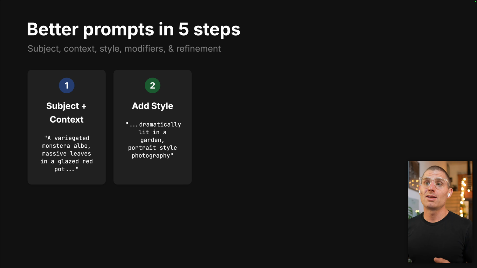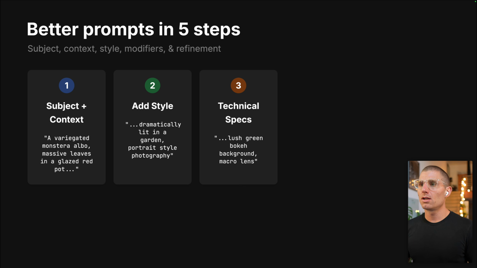So that's our subject. A style, dramatically lit in a garden. Portrait style photography. Getting a little more complicated here. Now we're going to add technical specifications. Lush green bokeh background with a macro lens. Now we're describing the background and the type of lens that we're using to take the photograph, the imaginary photograph.